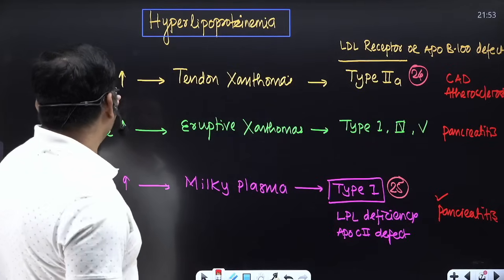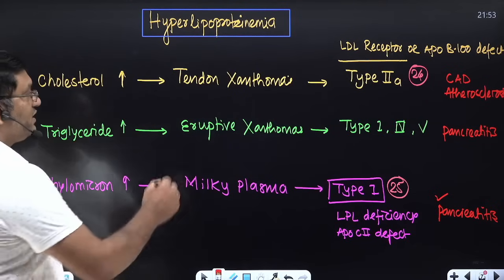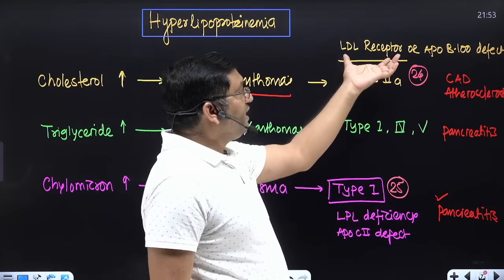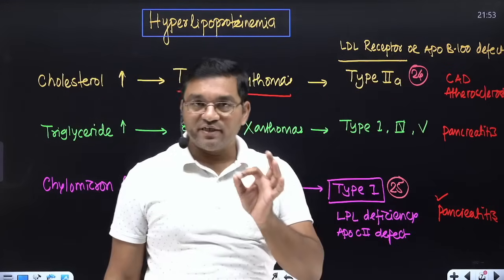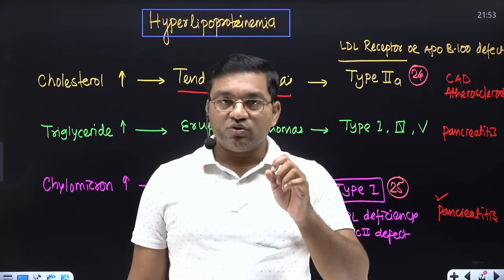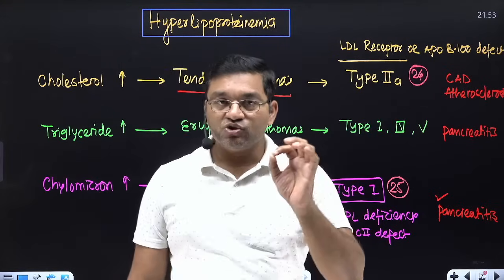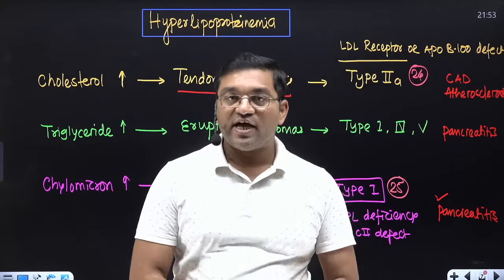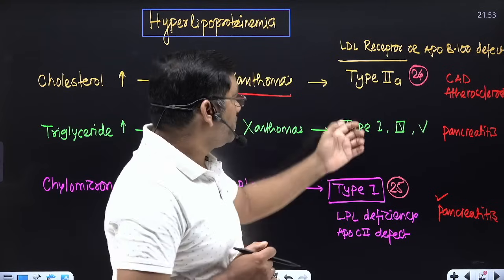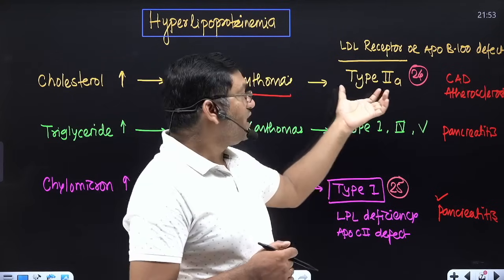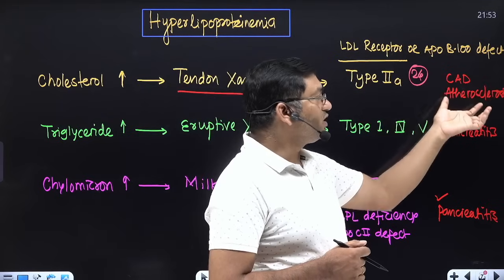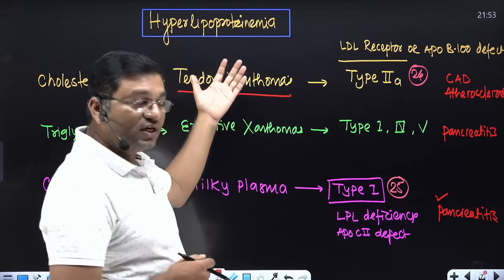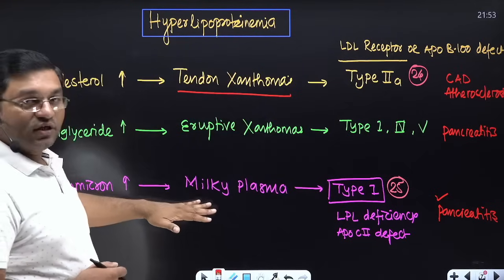Then, type 2 is due to LDL receptor or ApoB100 defect, also known as familial hypercholesterolemia. There is an increase in the cholesterol level, and patients are more prone to coronary artery diseases and atherosclerosis. यहाँ पे कोलेस्ट्रॉल इंक्रीज होता है, यहाँ पे काइलोमाइक्रॉन इंक्रीज होता है.